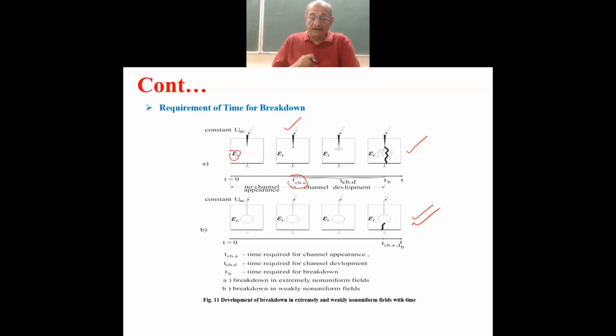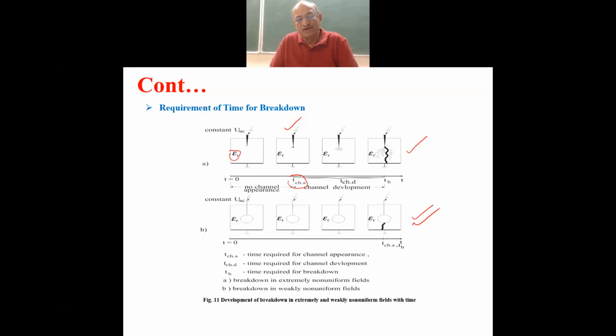So no breakdown in all these first three figures, you can see no breakdown channel. Why? Because we have learned earlier also that in weakly non-uniform fields, no partial breakdown activity takes place.